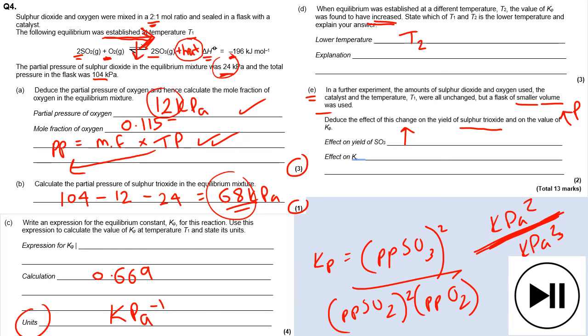Now, Kp will remain unchanged because Kp will only be affected by temperature. So Kp is unaffected. Yes, the equilibrium has shifted, but Kp does not change. Kp will only change with temperature. So there's no effect on Kp for this one.